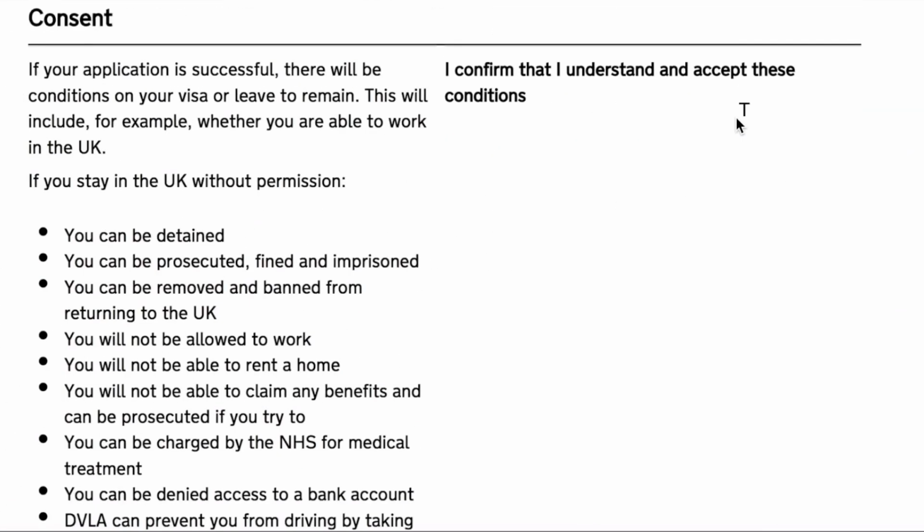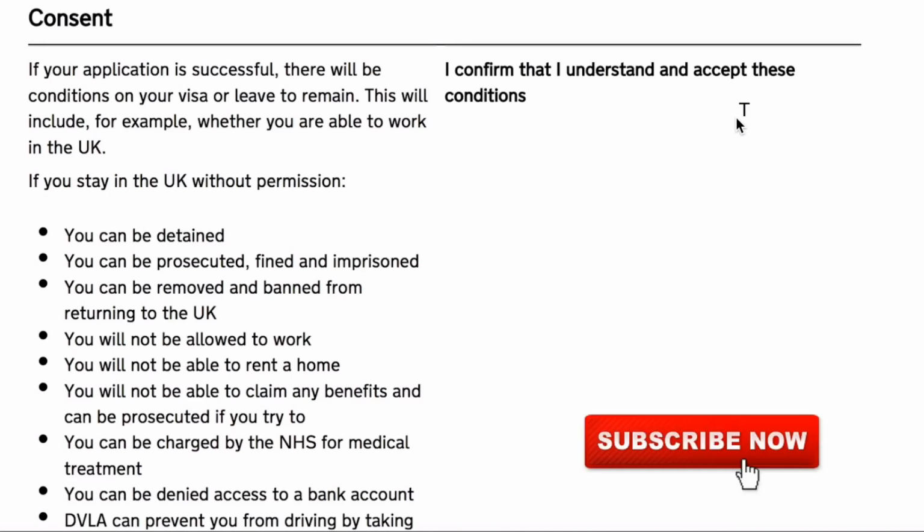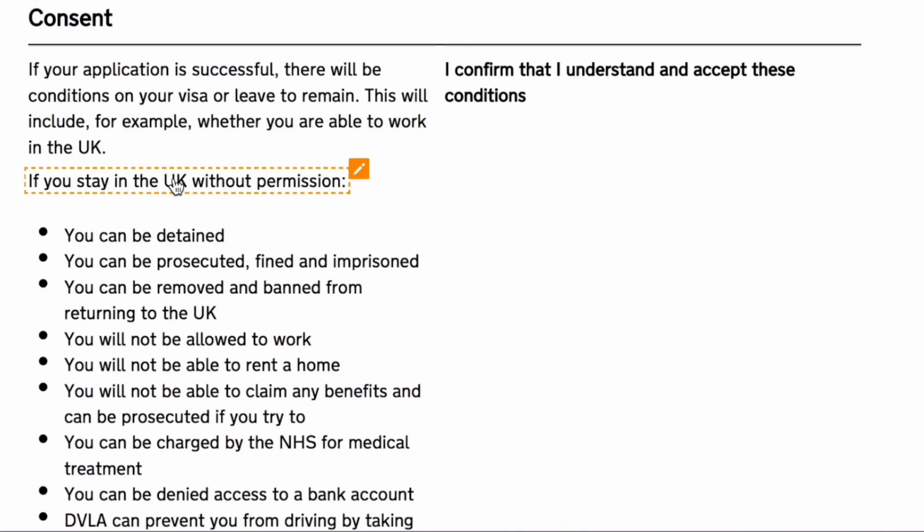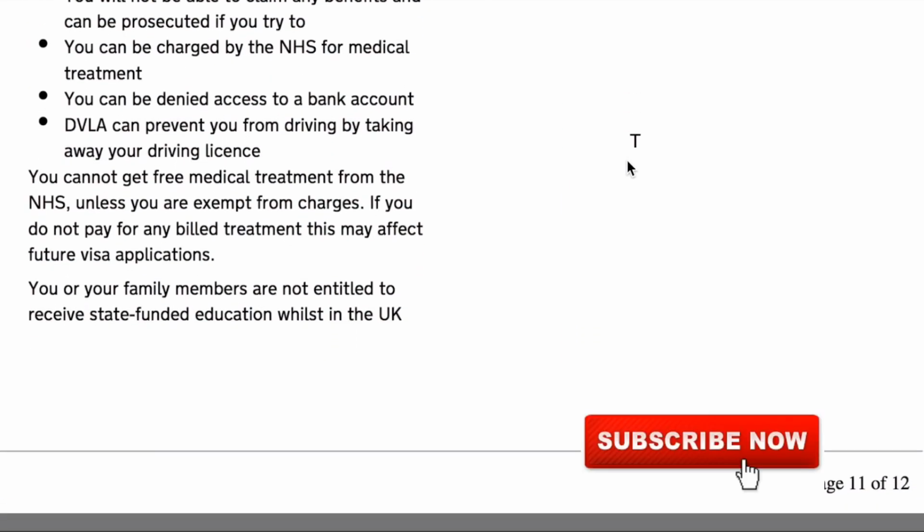Consent. If your application is successful, there will be conditions on your visa or leave to remain. This will include, for example, whether you're able to work in the UK. There is a list of things you cannot do on the visitor visa. The visitor visa is purely for the reason you have told the Home Office in the application, and you just have to do the same thing. You cannot go and find a job and work in the UK, which is against the immigration policy. So you need to read everything here and then confirm that you accept the terms and conditions mentioned in the application.